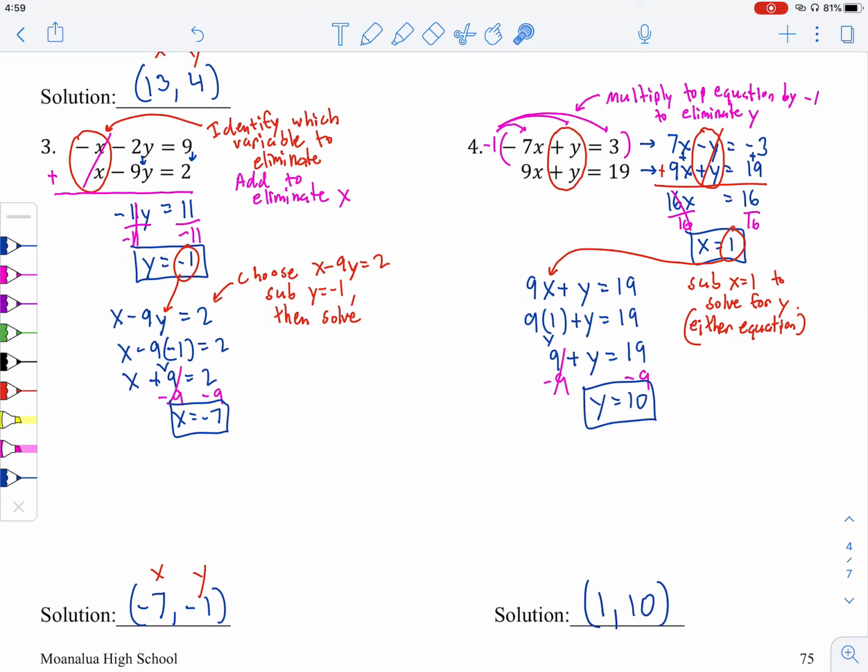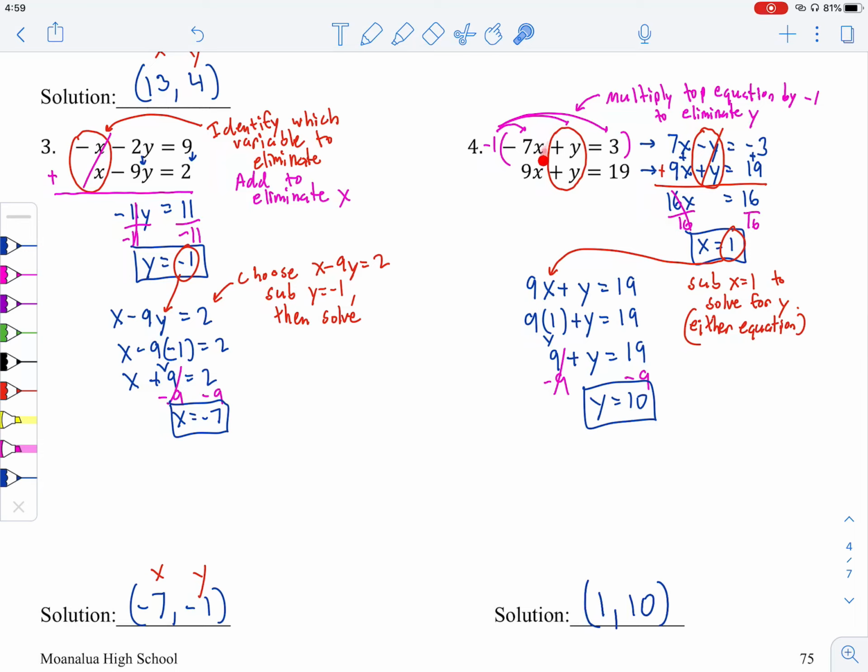Okay? So when you're looking at these, identify which variable to eliminate first. So this one, nicely, you can just add them and eliminate. So we eliminate x, and we're left with y. And then we get y, we substitute that into the other equation, any equation that we want, to get x equals negative 7. And we write our solution.